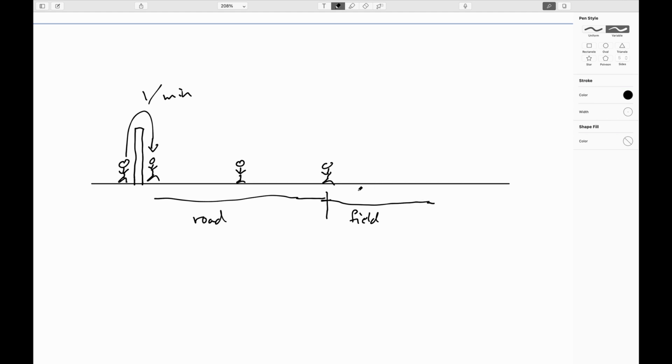Well, they're not going to be able to run as fast down a field, right? So where's this prisoner going to be a minute later? I don't know, maybe here. And then again, maybe they're here a minute after that. And then let's say after that, their path takes them through a swamp. Well, they're certainly not going to run as fast in a swamp as in a field. So probably not covering very much distance at all in a minute.